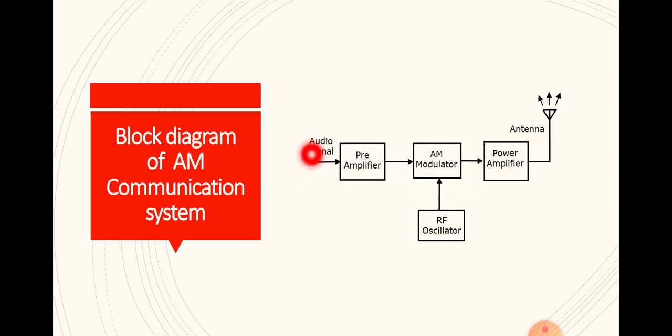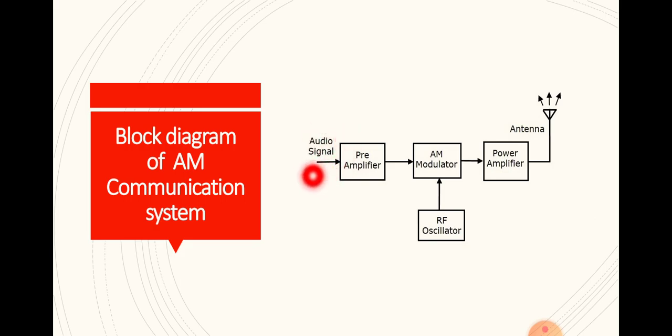Here the input is applied to the preamplifier, and the input is in the form of an audio signal, that means the electrical equivalent of the sound waveform. The output stage of this AM communication system, after the power amplifier, is an antenna which can transmit the electromagnetic wave. Because the input is in electrical form, the antenna converts this electrical form into electromagnetic form.